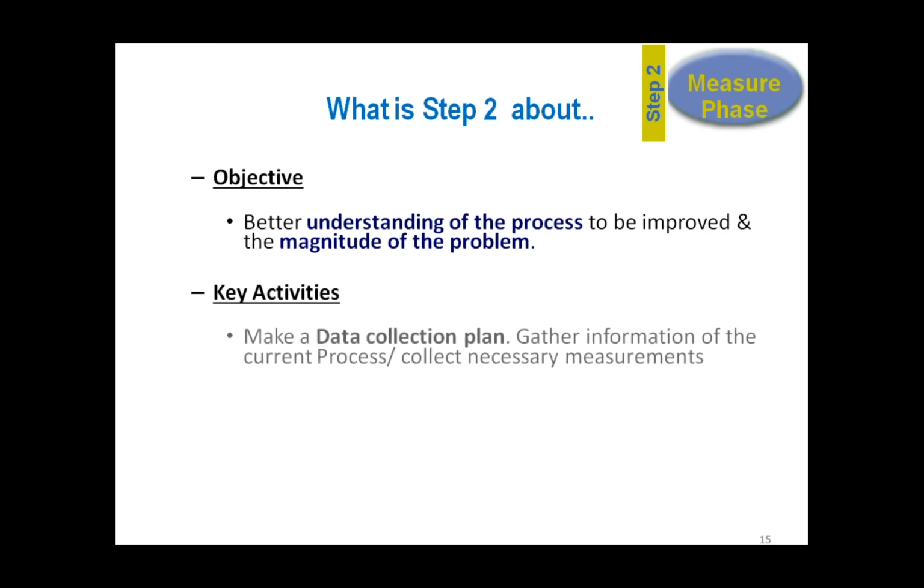The key activities: make a data collection plan. Now, this is again something that Six Sigma brings to the table, a rigor. We have to have a very clear data collection plan to make sure that once we start collecting the data, we don't have to go back to more data collection later on. So this tool helps us to plan all the aspects of data that we need to capture right at this stage.